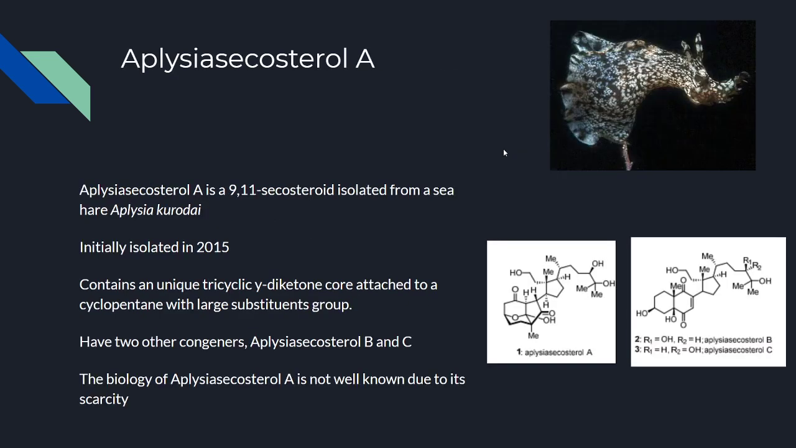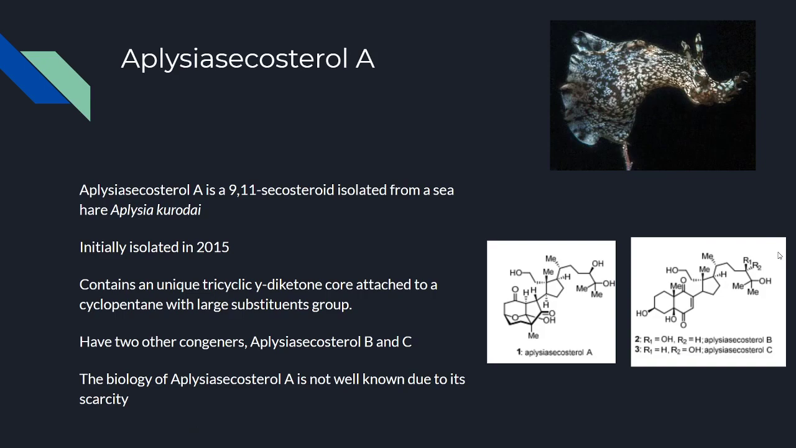Now, Aplysiasecosterol A is a 9,11 secosteroid isolated from a sea hare, Aplysia crudidae. It was initially isolated in 2015 by Kigoshi, Kita, and Kawamura, and it contains an extremely unique tricyclic 1,3-diketone core attached to a densely packed cyclopentane with large substituents. The group also found 2 congeners, compounds that are related by origin, structure, or function, Aplysiasecosterol B and C, and we can see that in this picture right here. They differ by the R groups, and the R groups are labeled right here.